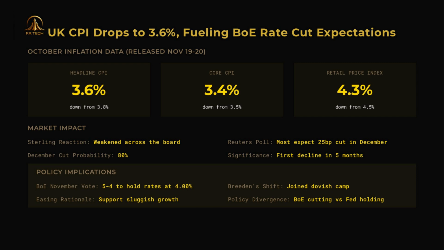A Reuters poll conducted after the data showed that most economists now expect a 25 basis point rate cut at the December BOE meeting. The probability of a December cut surged to 80%, up significantly from earlier in the month. This dovish shift was reinforced by the fact that Catherine Breeden had already joined the dovish camp at the November 7th meeting, where the vote to hold rates was a narrow 5-4 split.